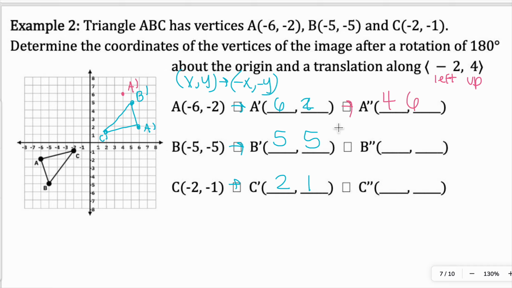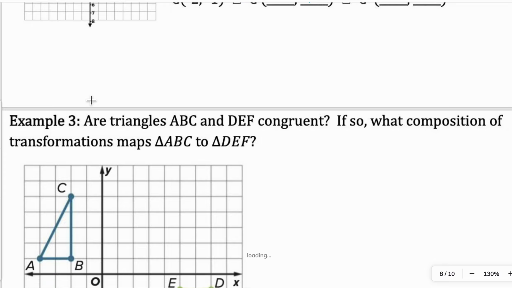A double prime. B double prime, left 2, up 4. This one's going to go off the coordinate plane just a little bit. That'll be 3, 9 for those points. And then C double prime, left 2, up 4. We're looking at 0, 5 for C double prime. And then we would just connect our points, and there's our triangle after a rotation and a translation.